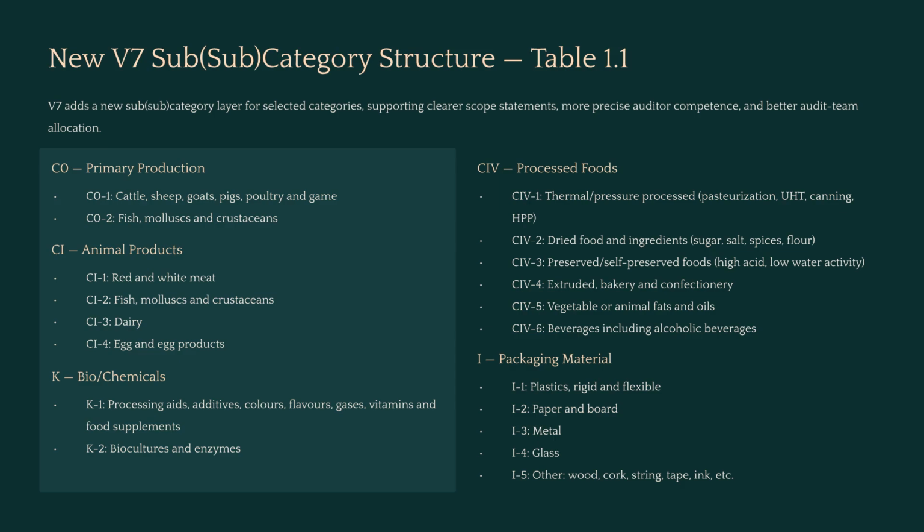For packaging in Category I, the classification is now more closely linked to the packaging material, such as plastic, paper, metal, or glass. This helps ensure the audit team has the correct technical background for the specific materials and processes in use. It also makes the certification process more precise because packaging operations can vary greatly depending on material type, migration risk, sealing method, storage conditions, and end-use application. Overall, this subcategory refinement is designed to create a better fit between the certified scope and the actual risks of the organization. In other words, version 7 wants the certificate to describe reality more accurately.